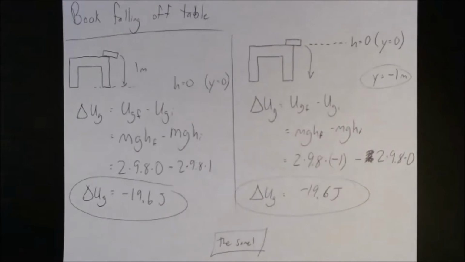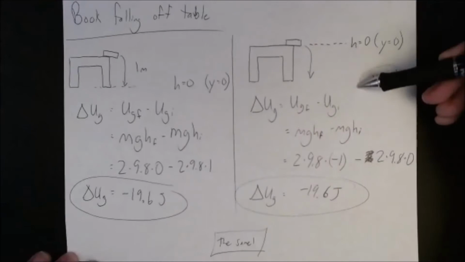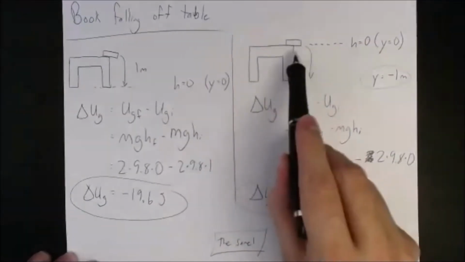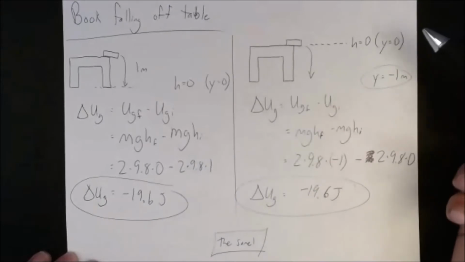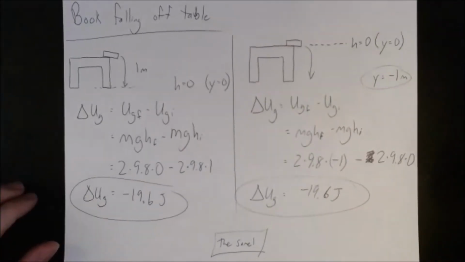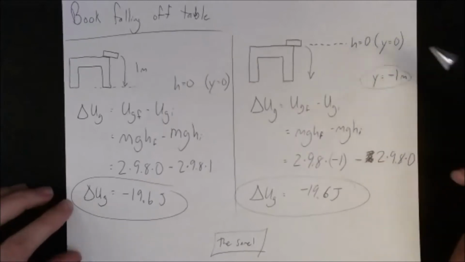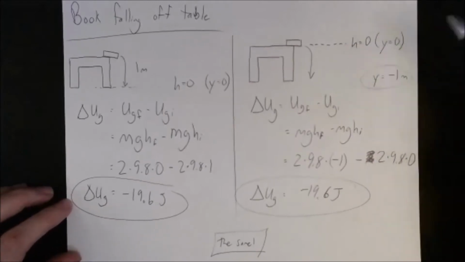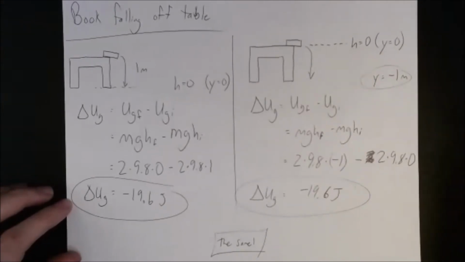That's very convenient for us because that means that we can set h equals 0 to be wherever we want it to be. We don't have to set it at the floor. We could set it at the table. We could set it at the roof. We could set it at sea level. We could set it at the surface of the moon for all we cared. We can set h equals 0 to be anywhere. But as long as we're consistent, as long as we keep it there the whole problem, then everything is fine.